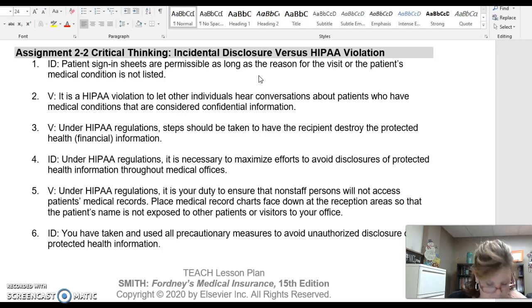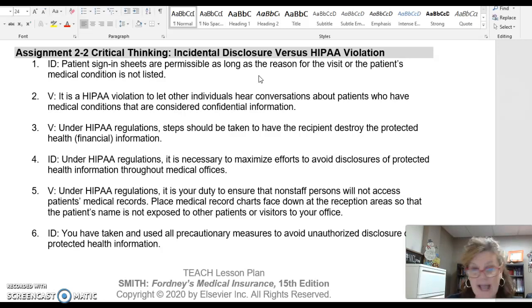Number 4, you're in a high traffic area where patients might overhear PHI. You are careful to keep your voice down. Okay, this is an ID, it's incidental disclosure. It is necessary with this to maximize your efforts to avoid disclosure of protected health information throughout medical offices.